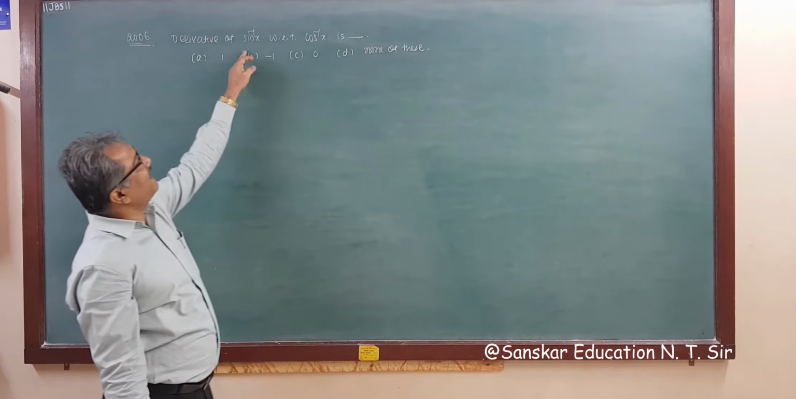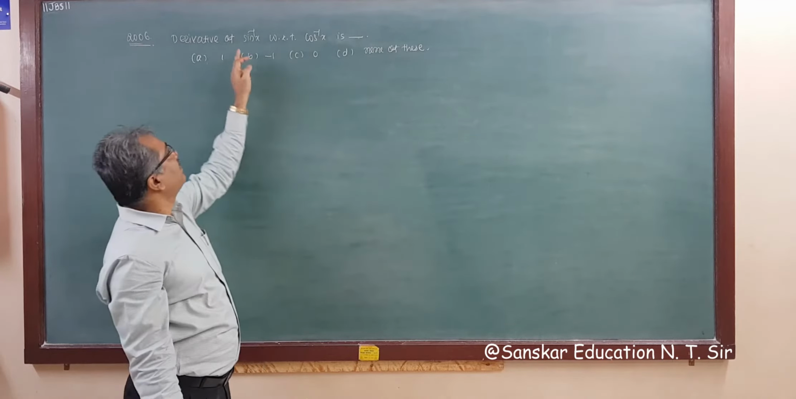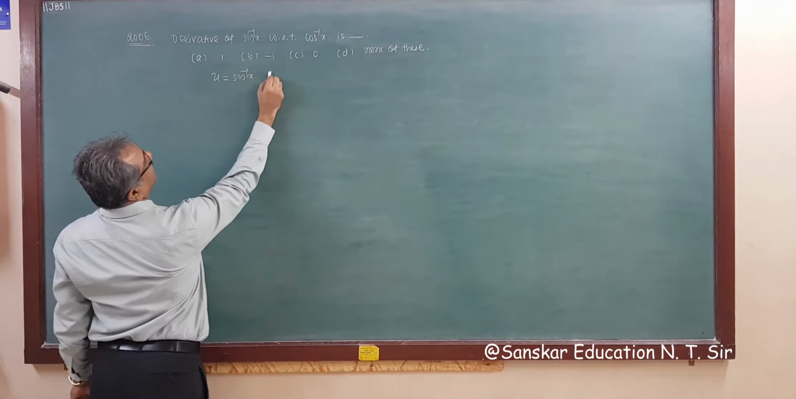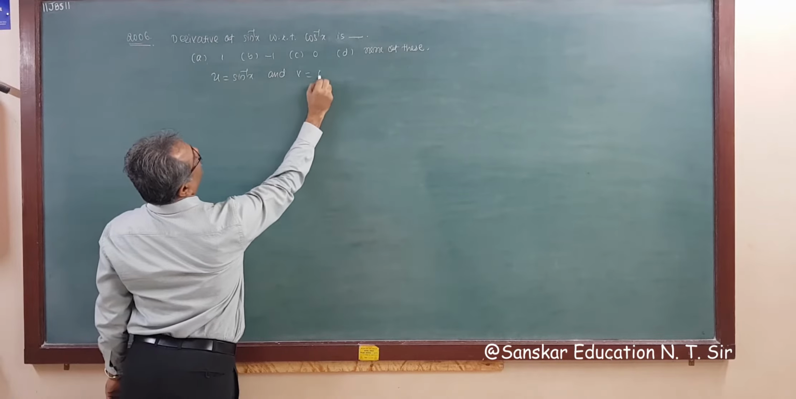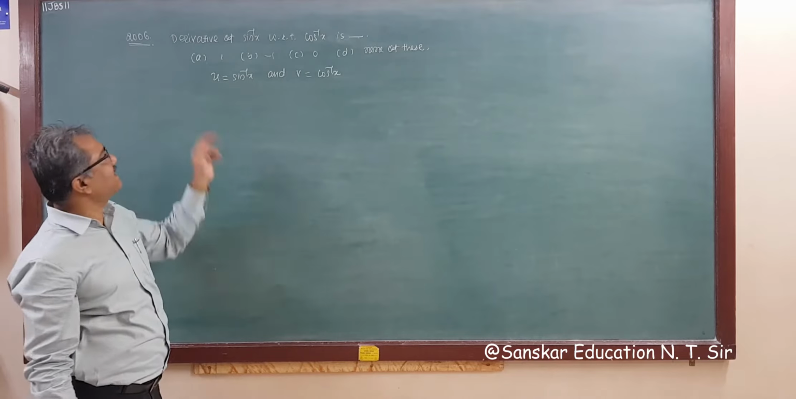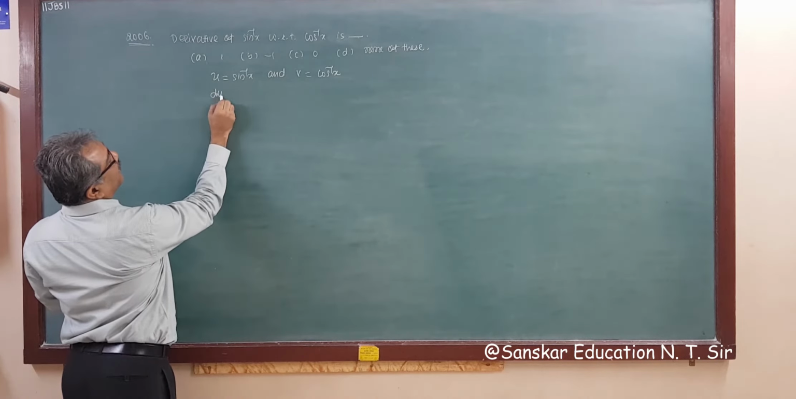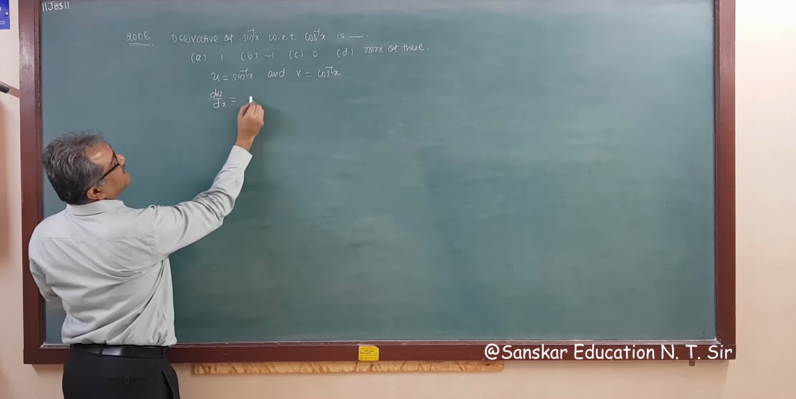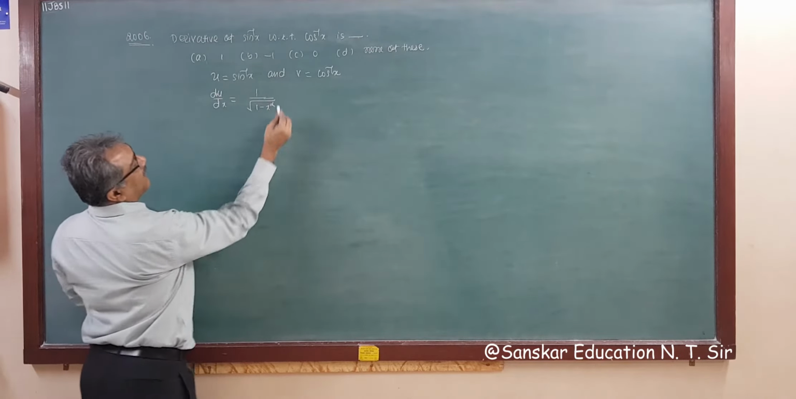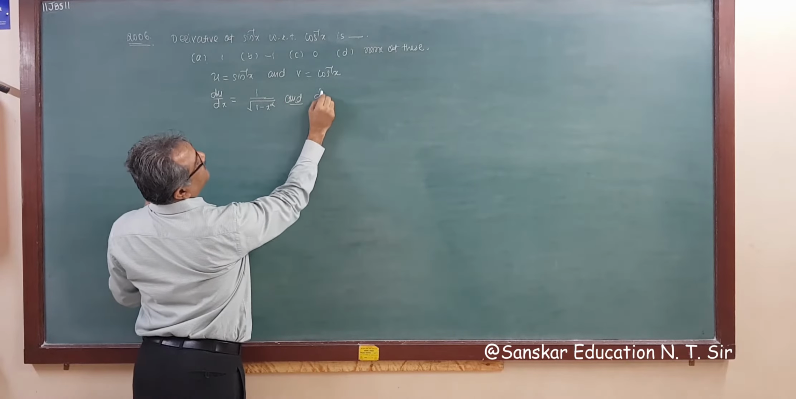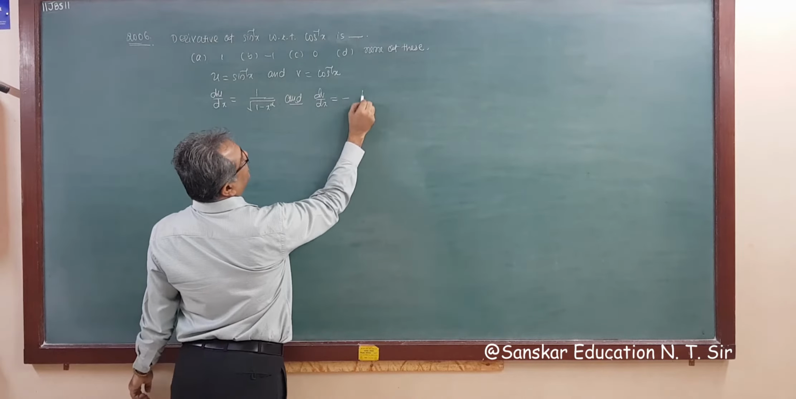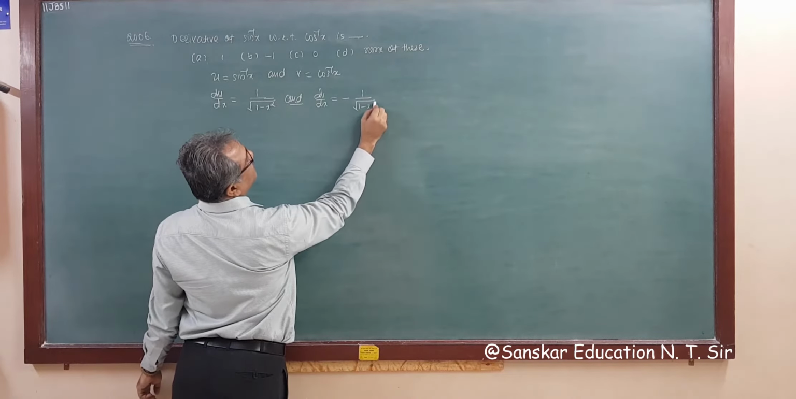So the derivative of sin inverse x with respect to cos inverse x. Suppose we assume that u is equal to sin inverse x and v is equal to cos inverse x. So the derivative of u with respect to x is 1 upon under root 1 minus x square, and dv by dx, the derivative of cos inverse x, you know, is minus 1 upon under root 1 minus x square.